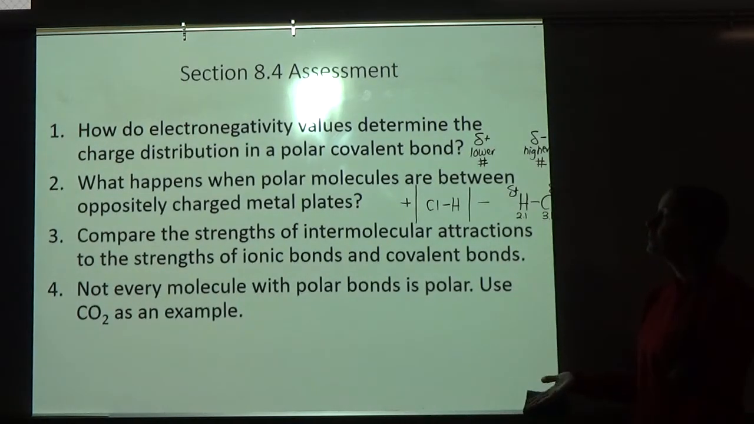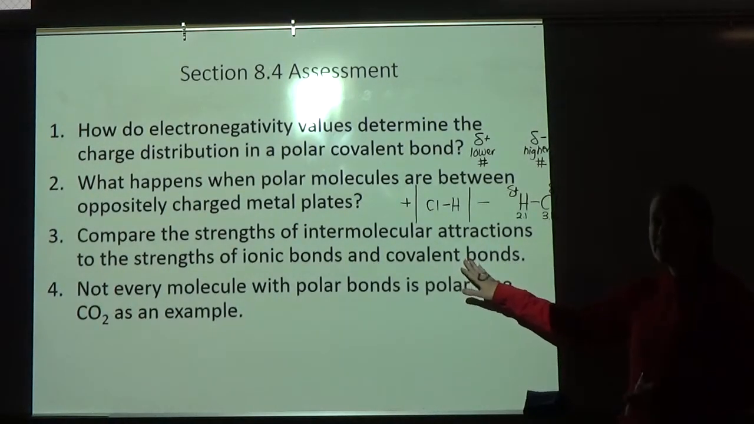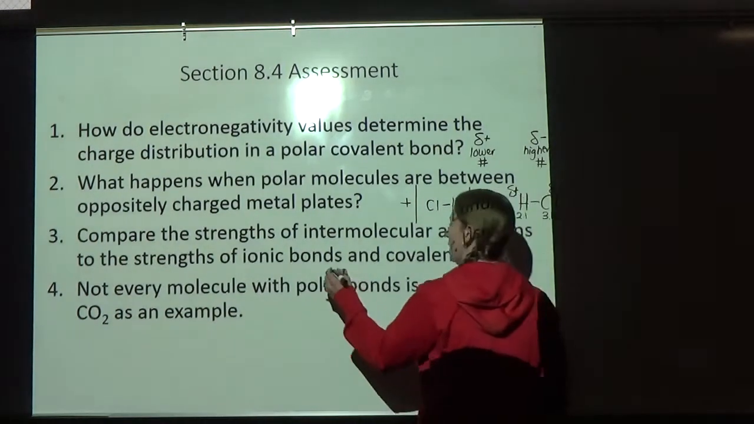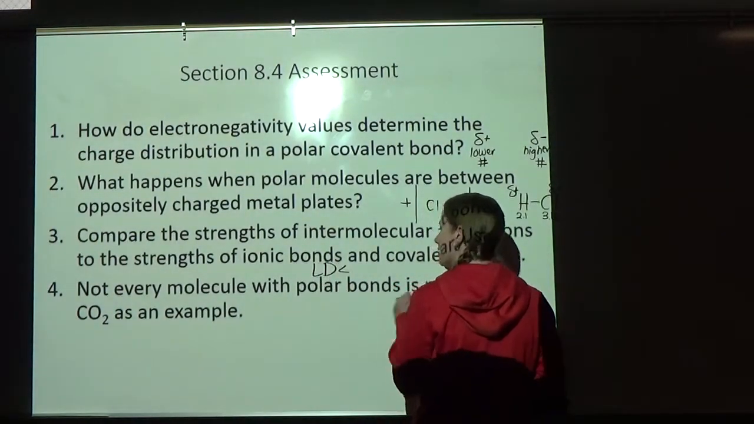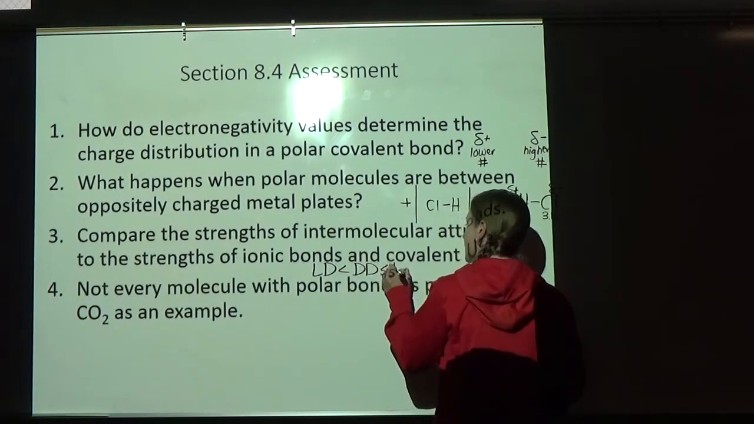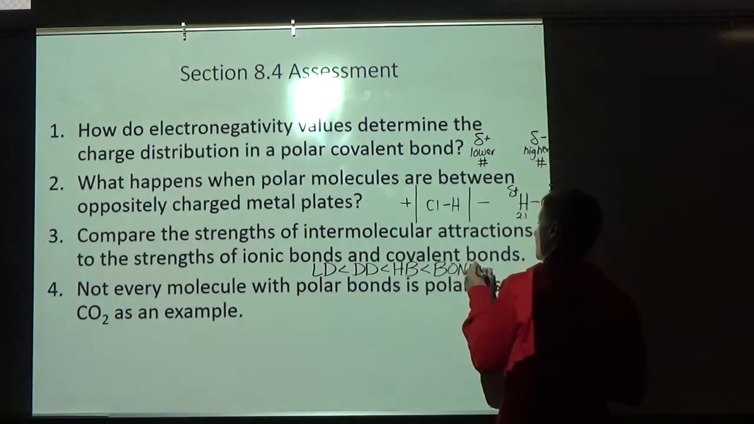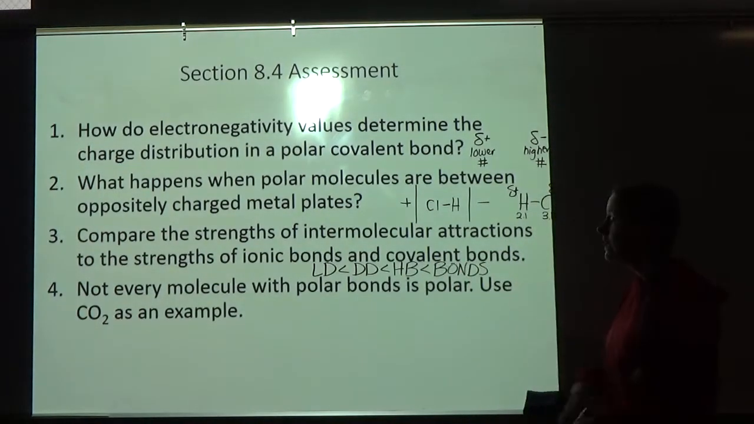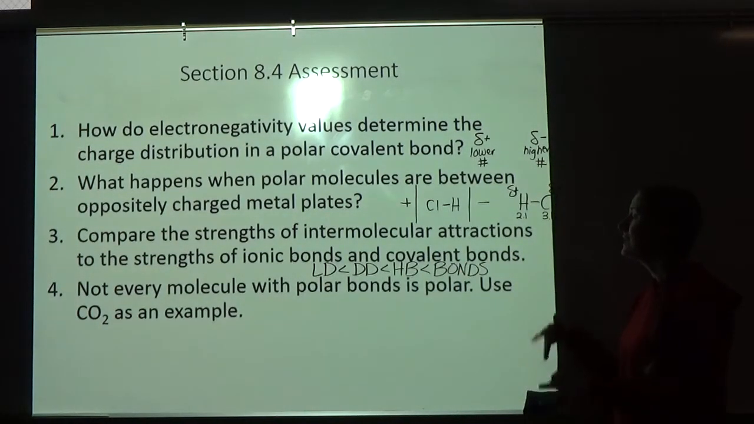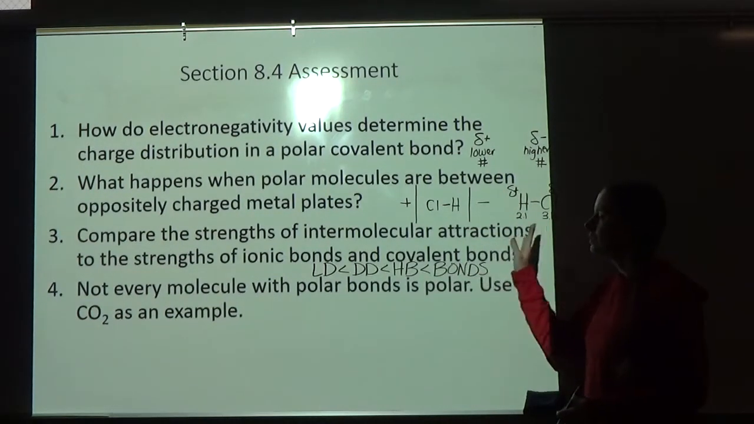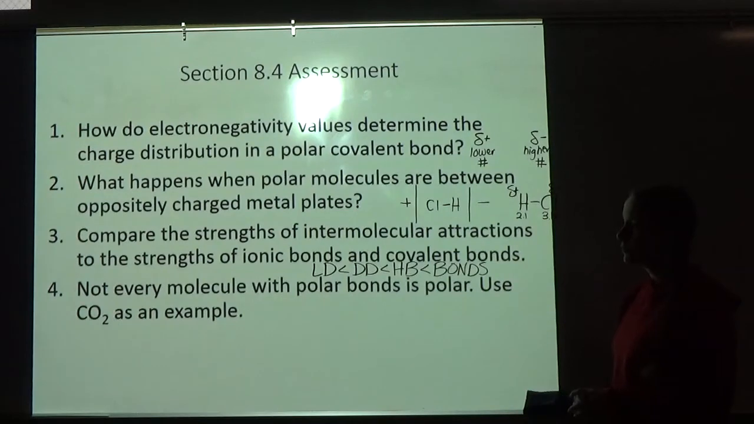All right, number 3, compare the strengths of intermolecular attractions to the strengths of ionic and covalent bonds. Well, remember, bonds tend to be stronger than intermolecular attractions. However, London dispersion tends to be the weakest of the attractions, then dipole-dipole, then hydrogen bonding, and then your bonds tend to be stronger than all of them. Now, of course, there are exceptions. That's why I always say "in general" and "tends to be." But in general, the bonds are going to be stronger than all the intermolecular forces.